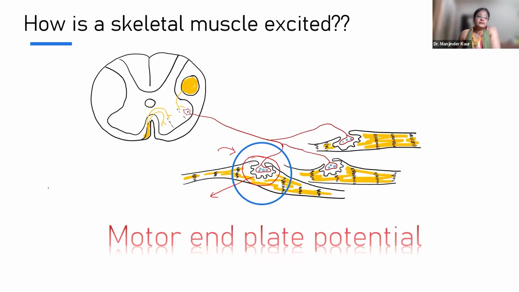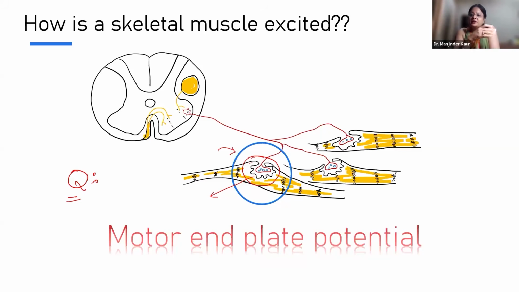So now, my question here is, what exactly is a motor end plate potential? I want you to write the answer. I am waiting for a moment here. What exactly is a motor end plate potential? Voltage fluctuation occurring in muscle cells. Yes, we can say. What do you call it in normal language?